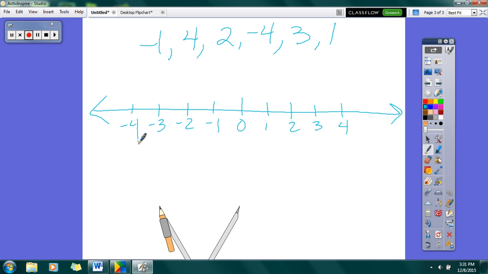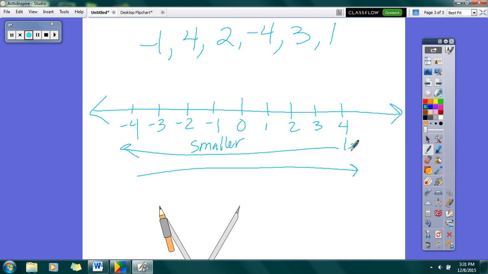Again, I start at 0, and the number farthest to the left is smaller. So as I move to the left, I get smaller. As I move to the right, I get bigger.